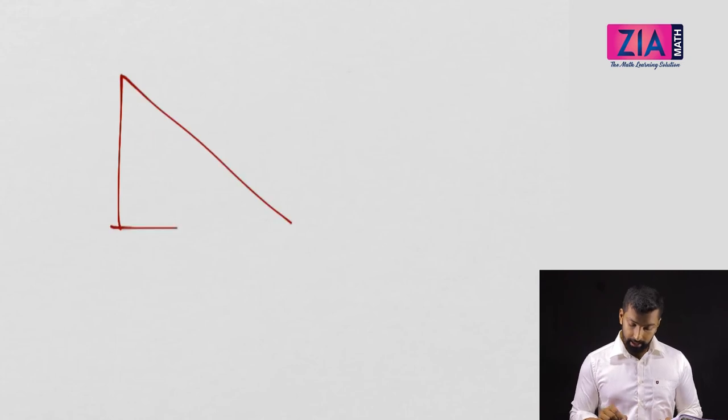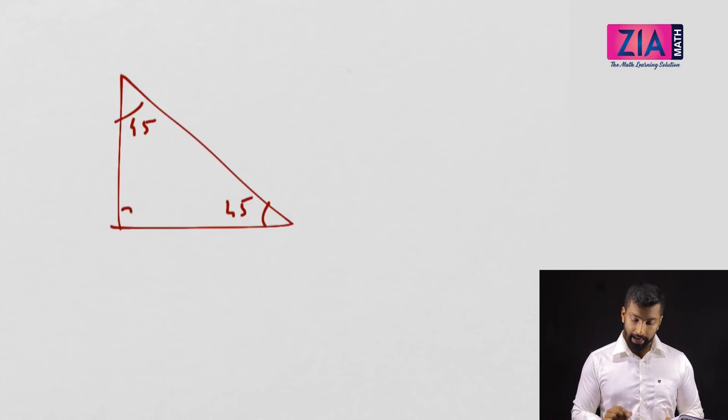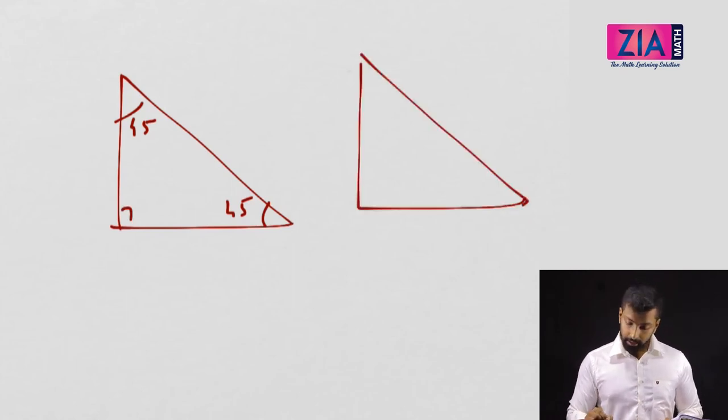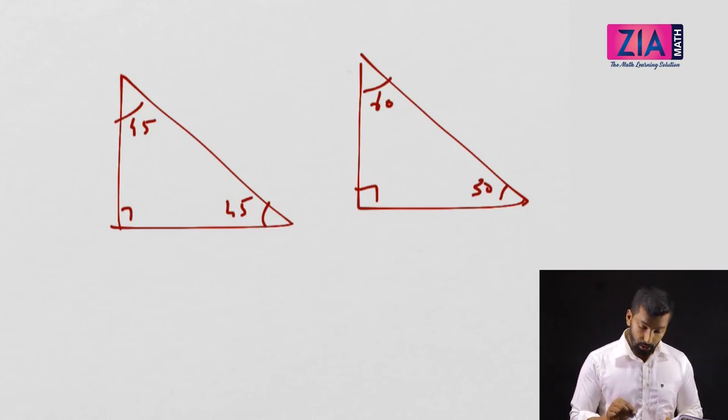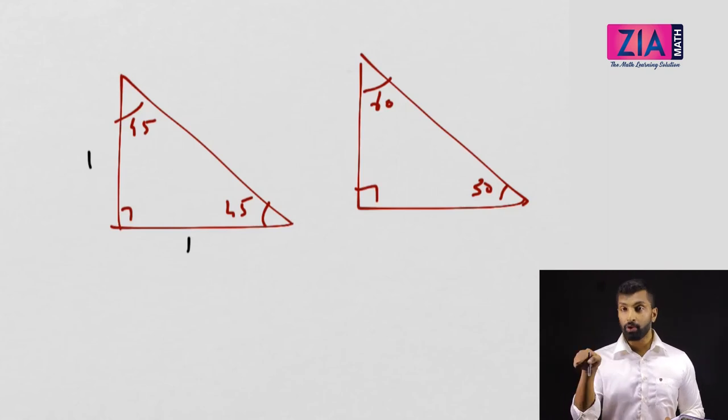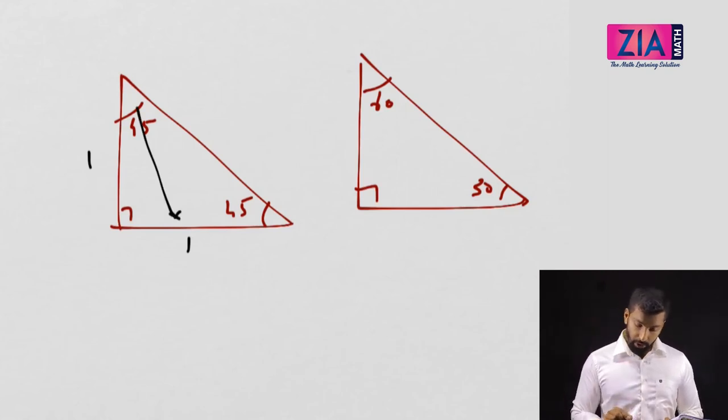Another important ratio that I have discussed in the right angle triangle, with which you can solve the questions: I told you there are two possible right angle triangles, right? Like 45, 90 and 30, 60, 90. These are the two possibilities, right? So what is the ratio of the length? If this is 1, this will be 1. So opposite sides are equal, because opposite 45 is 1. So here it will be root 2.